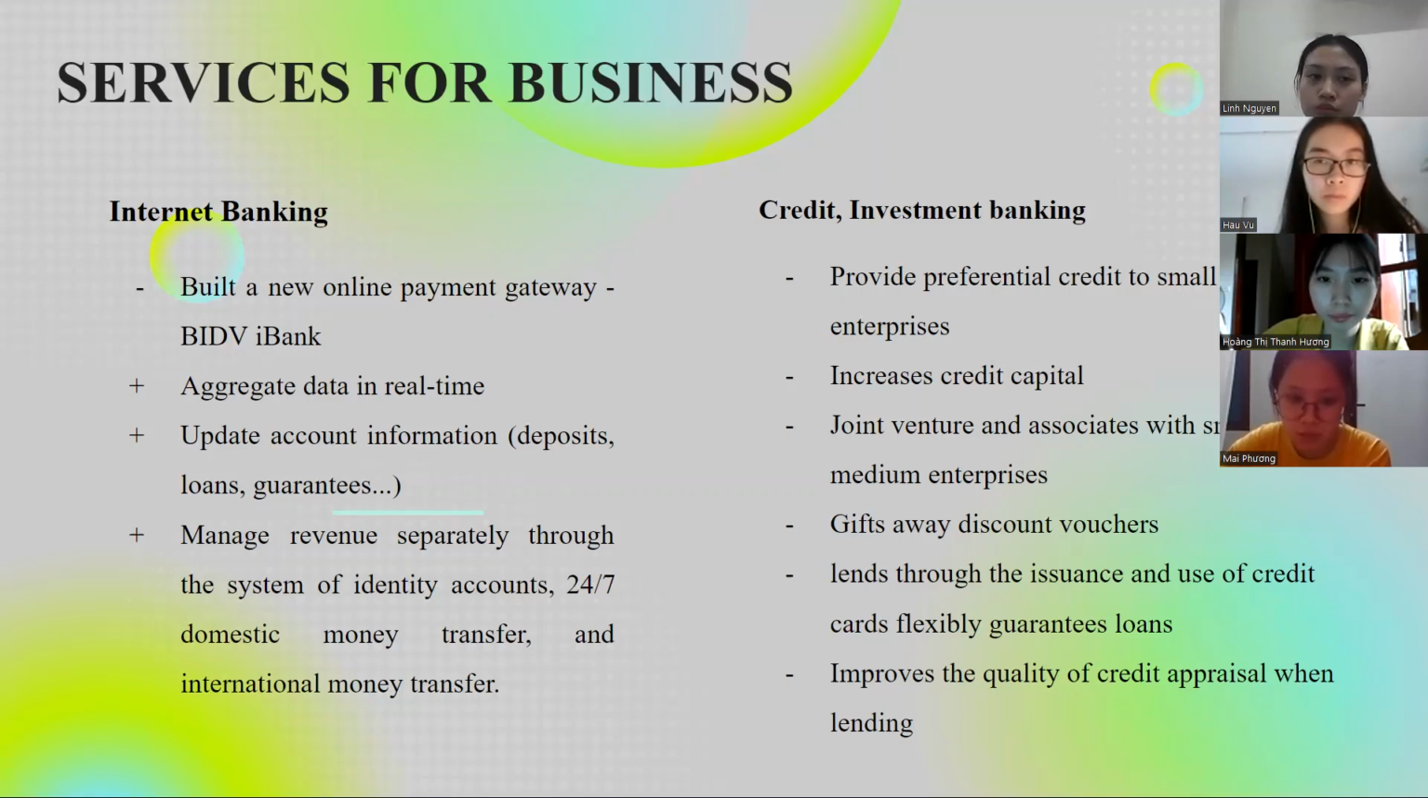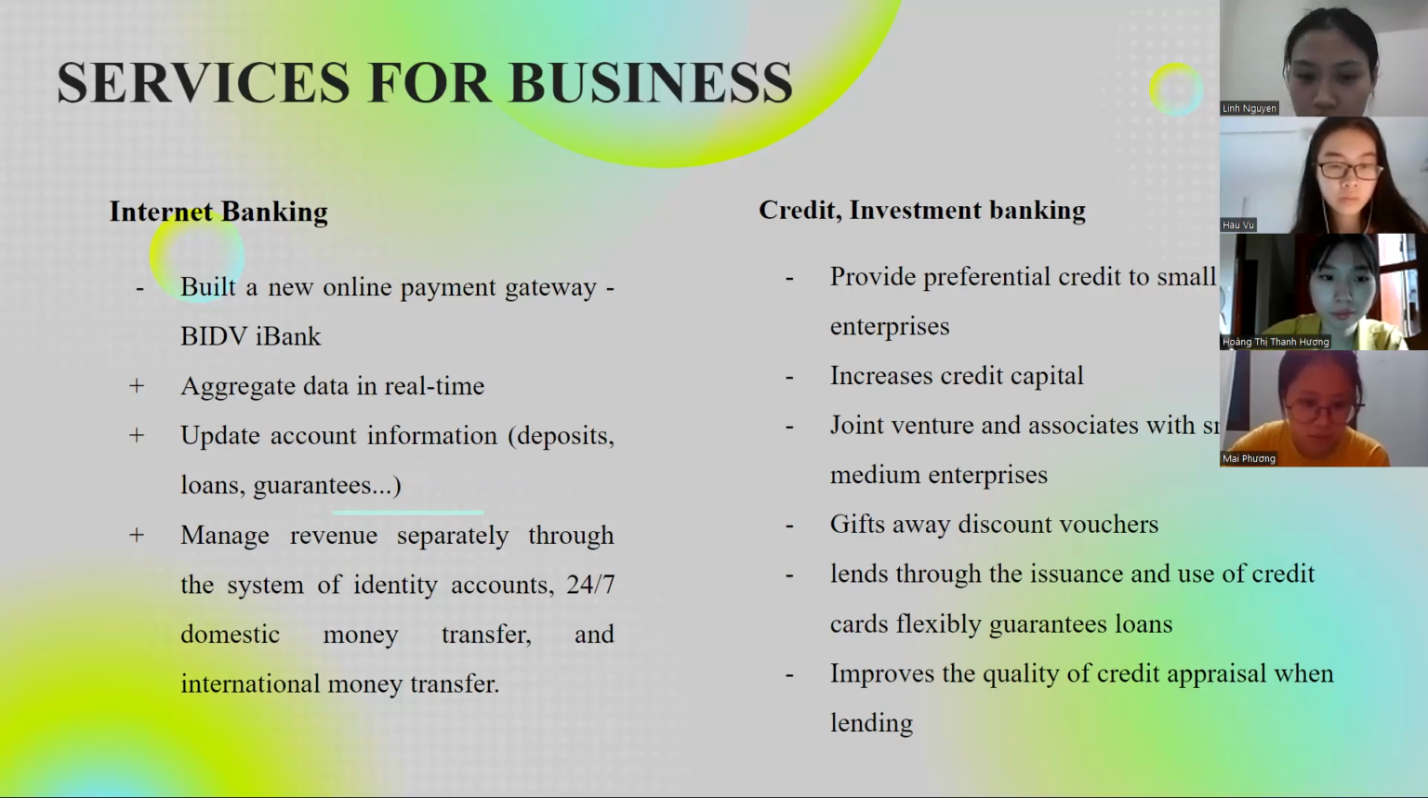It also gives away discount vouchers and lends through the issuance and use of credit cards flexibly, guarantees lower and improve the quality of credit appraisal when lending to small and medium-sized enterprises. Other services provided by the bank are consulting for business, finance restructuring, and debt restructuring.